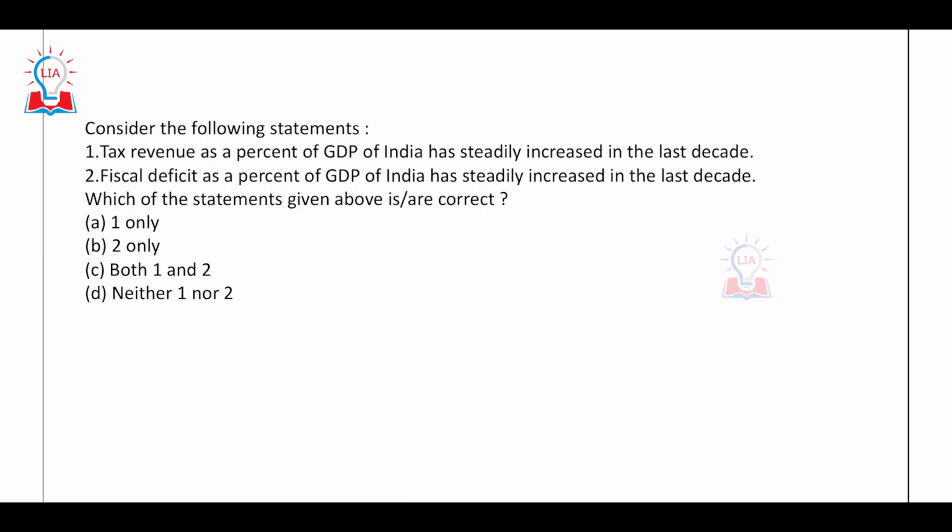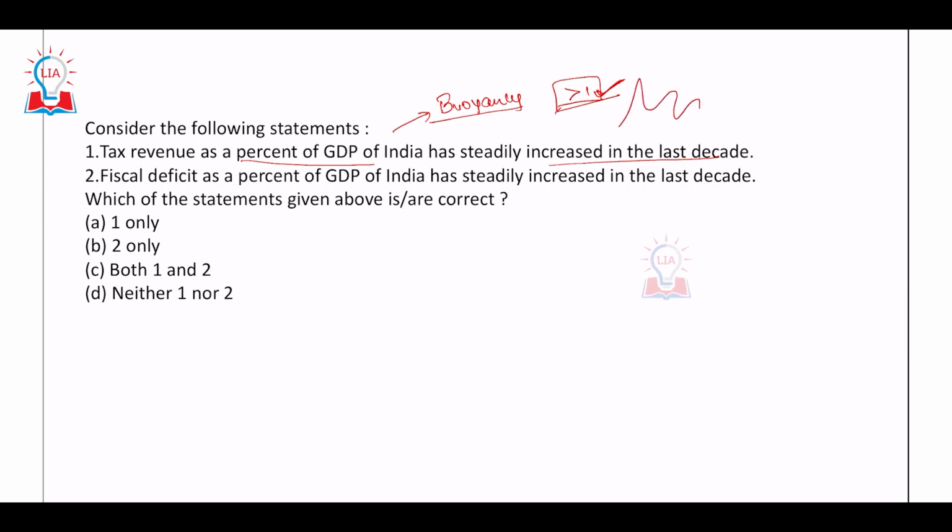Yes. Next. While you may consider this to be a current affairs question, this is actually not current affairs per se. You can answer it with the proper understanding of the fundamentals related to Indian economy. Tax revenue as a percent of GDP of India has steadily increased in the last decade. Basically it is talking about tax buoyancy, right? Whenever the tax to GDP ratio is more than 1, we say tax buoyancy is good. So tax revenue as a percentage of GDP in India has steadily increased in the last decade.